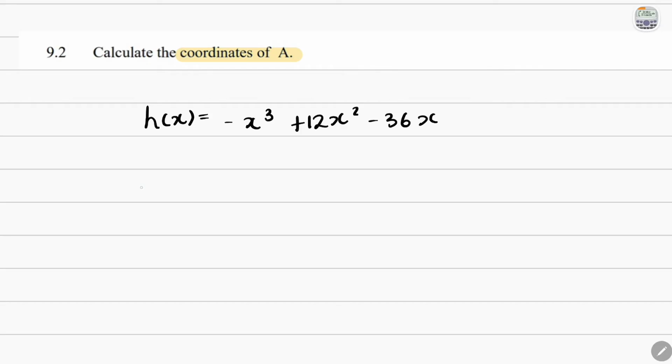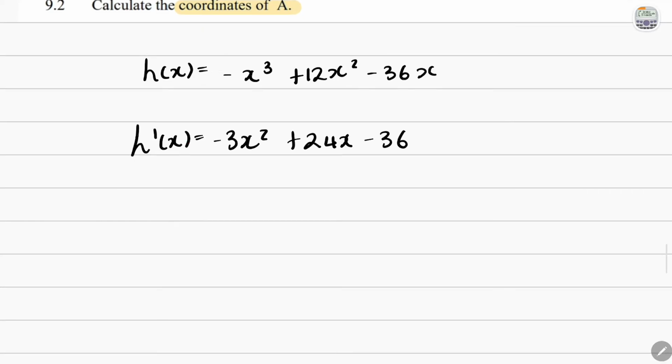So to find the stationary points, again, we're using the idea that at the stationary points, the gradient of the function is equal to 0. So we're going to find the gradient by deriving this. Coefficient times exponent is negative 3x squared, then we have plus 24x and minus 36. And now we're saying the gradient of the function at the turning point is equal to 0.